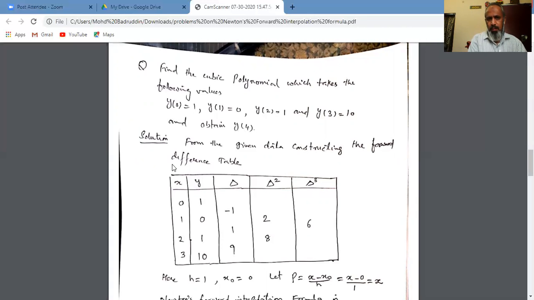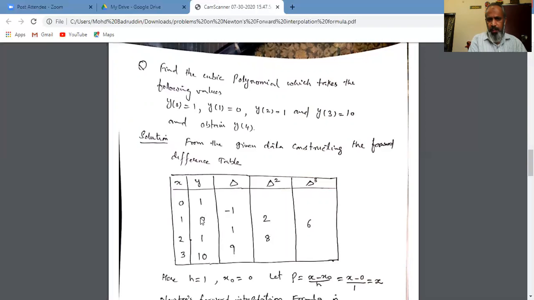So if we are denoting x as 0, 1, 2, 3, and the corresponding values are, at x is equal to 0, the value is 1. At x is equal to 1, the value is 0. At x is equal to 2, the value is 1. At x is equal to 3, the value is 10. So we are writing in the first column 0, 1, 2, 3, and for y, we are writing 1, 0, 1, 10.